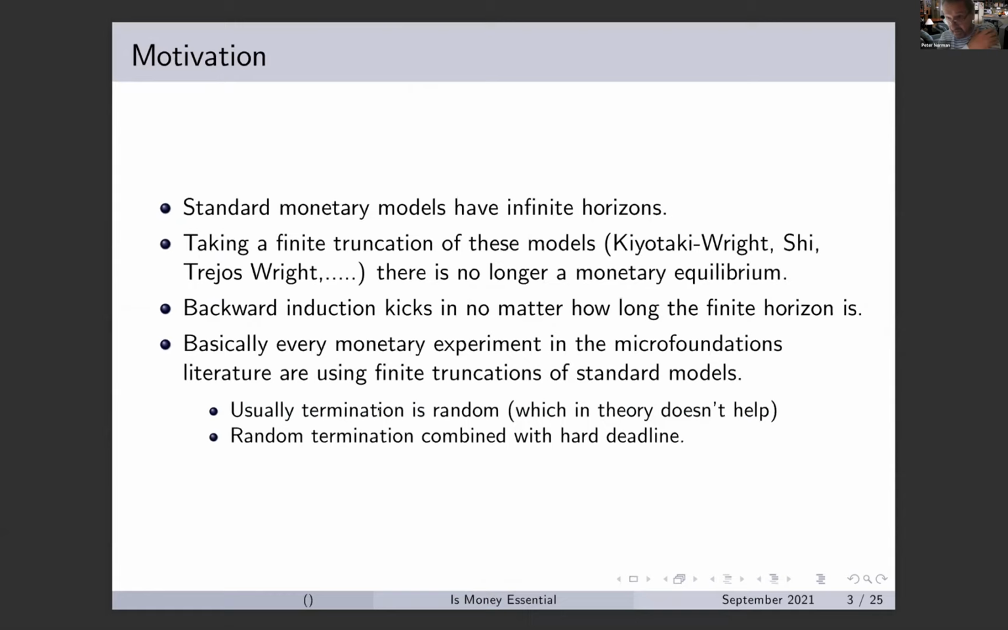Now, in terms of taking it to the lab, one issue is that the standard monetary models all have infinite horizons. But when we take a finite truncation of these models, take Kiyotaki-Wright or Shi's model, et cetera, then we lose the monetary equilibria, because the way the models are constructed is that the backward induction arguments don't apply because there's no last period. But once there is a last period, the backward induction argument kicks in.